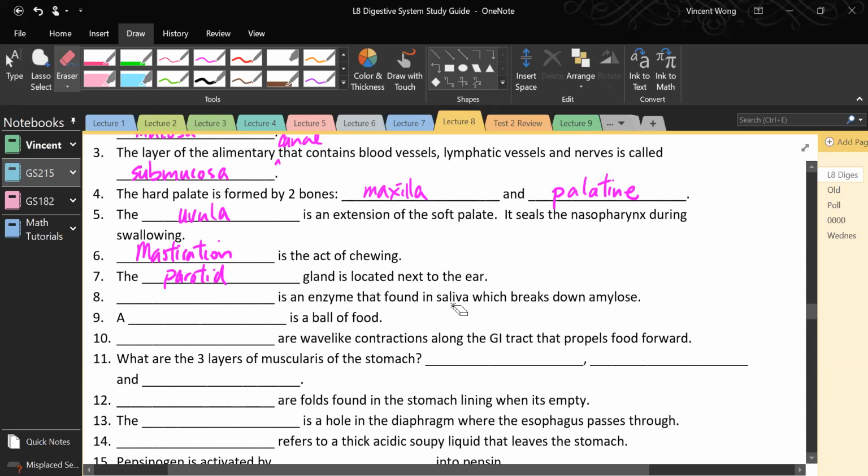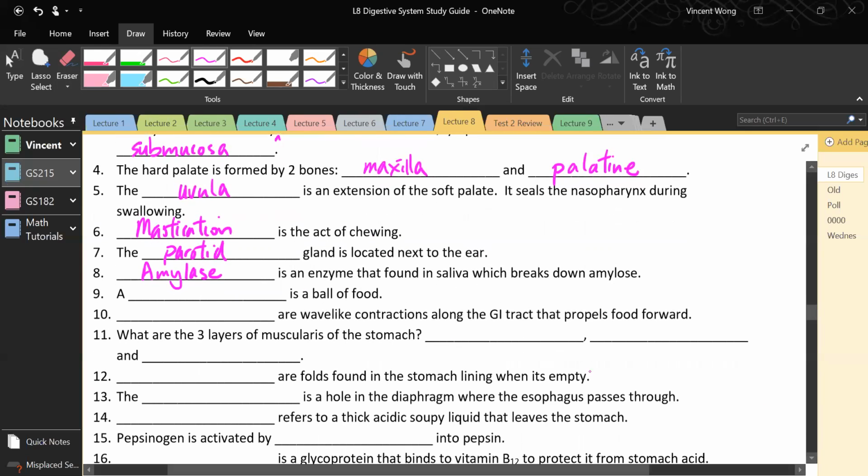Something is an enzyme that is found in saliva which breaks down amylose. You should know that by now. We mentioned it multiple times. It is the amylase. When you're chewing your food and then you roll it into a ball before you swallow it, that ball of food is called a bolus.